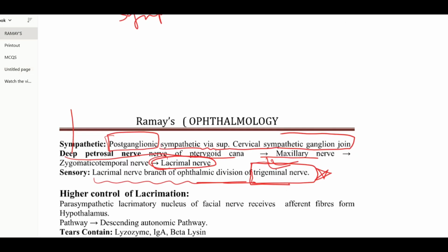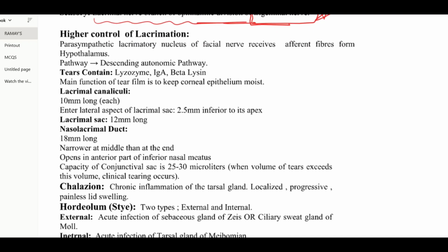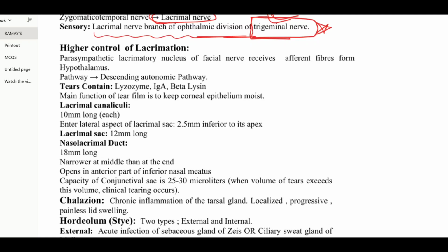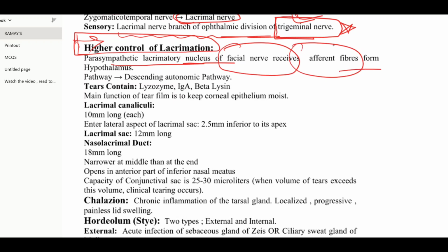So this was all about the nerve supply of the lacrimal gland. Now, next move on to the topic higher control of lacrimation, which is by the hypothalamus through the facial nerve. Parasympathetic lacrimatory nucleus of the facial nerve receives efferent fibers from what? From the hypothalamus and through the descending autonomic pathway. This is very important, okay? The higher control is through the facial nerve and via the hypothalamus.